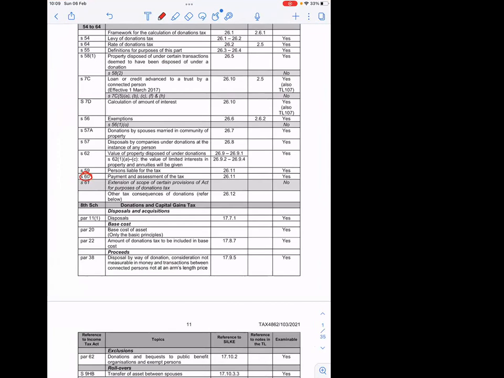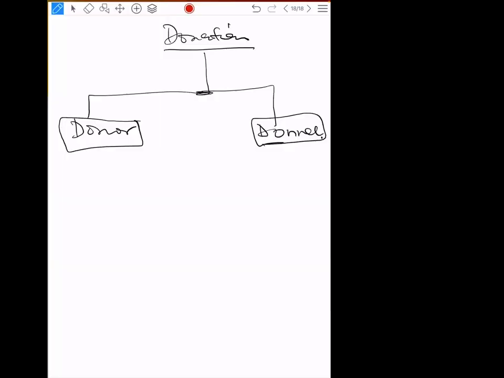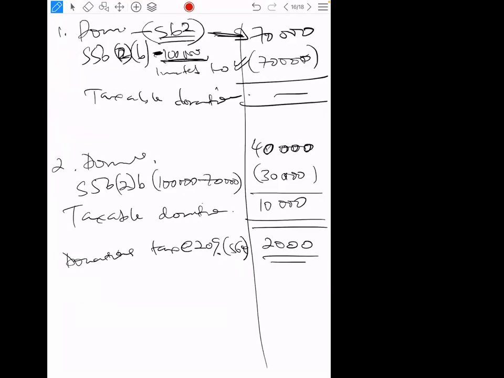We move on. Where a donor has during the year of assessment disposed of property under more than one donation, in respect of which an exemption may be applicable under the provisions of section 56(2)(a) or (b), the amount to be exempted in respect of any such donation shall be calculated according to the order in which such donations took effect. So they are saying, as I also practically demonstrated, that the order of donations is the order in which the exemption of 100,000 or 10,000 shall be applied.